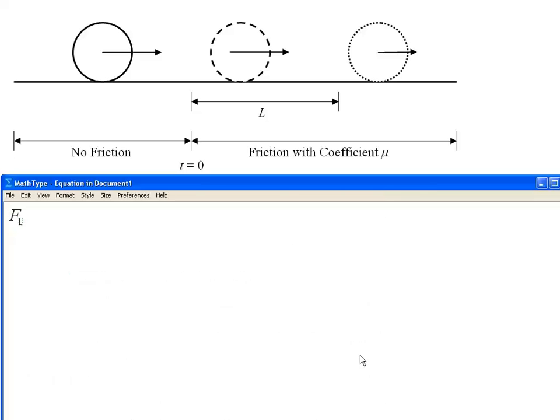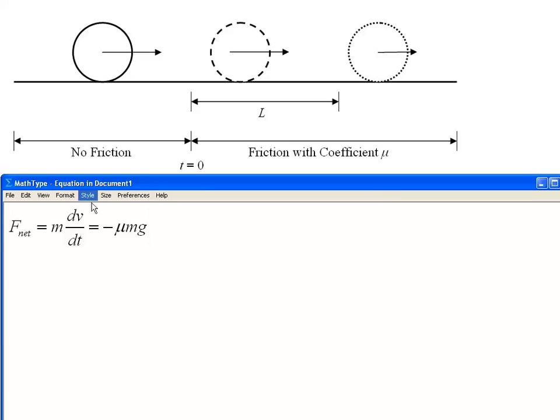Starting with Newton's second law, net force equals mass times acceleration, and since we're making a differential equation, let's use the differential version of this. F equals m dv dt. The only unbalanced force in this problem is friction, and it's in the opposite direction of velocity. Frictional force is mu times the normal force. And in this problem, because it's rotating on a horizontal surface, the normal force is simply mg.